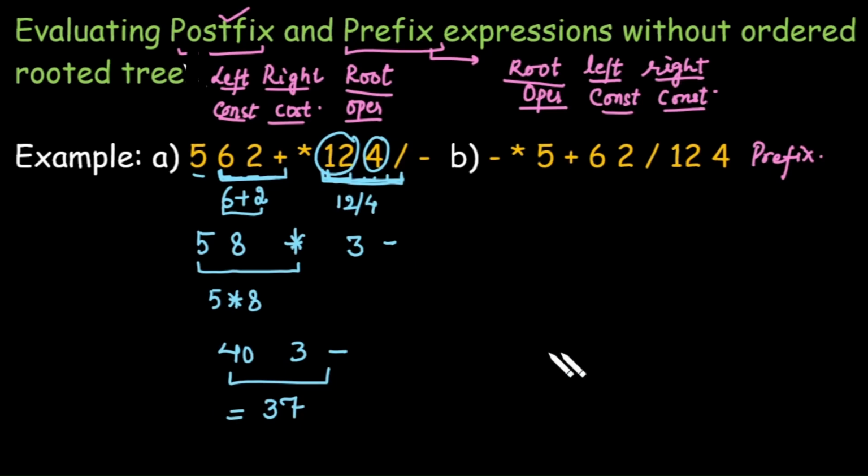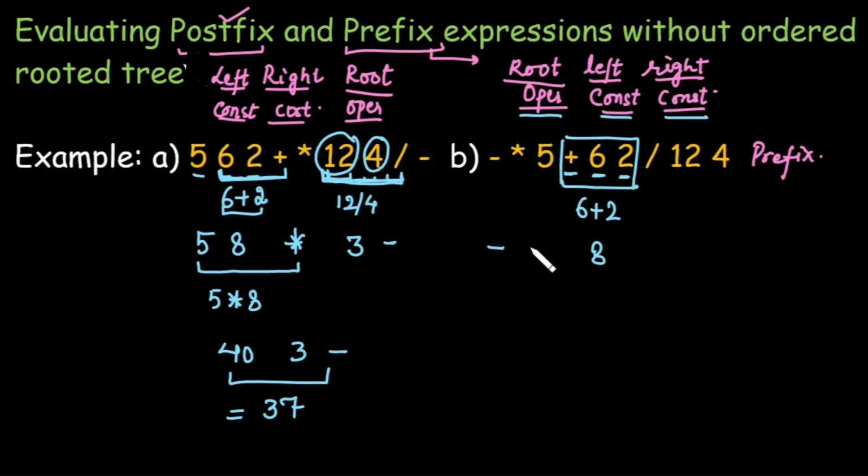Repeat the same procedure for the prefix, but the form is different. That is first operator, then constant, then constant. So it is an operator, but the next is not a constant. Here it is an operator, but the next is a constant, but its next is not a constant. Let's take the next case. Operator, constant, constant. It means first we are going to treat this one. And how to write this? This is 6 plus 2. And the final answer is 8.